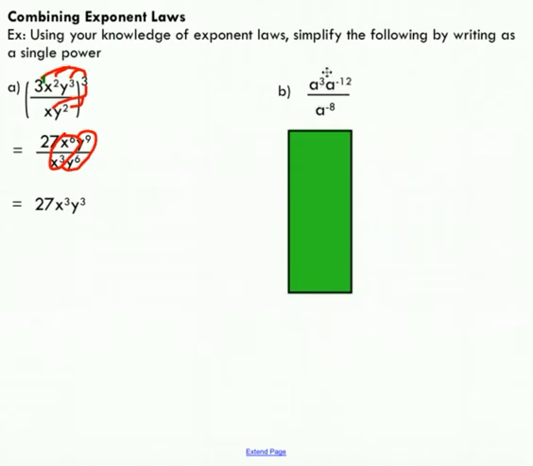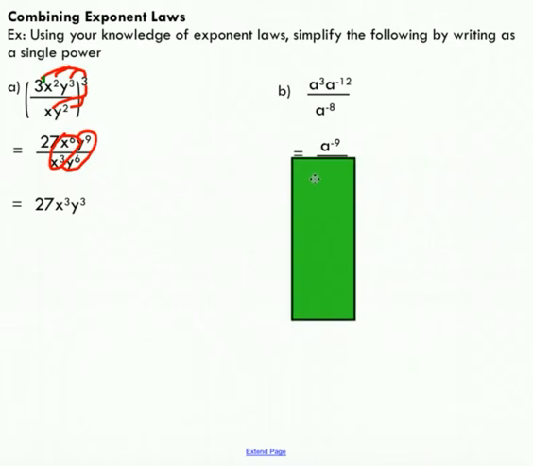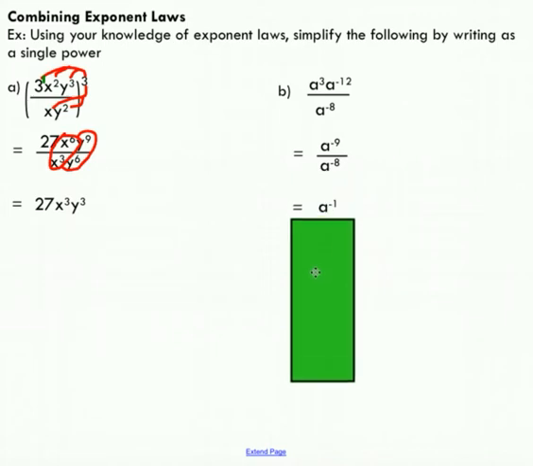So what I'll do is look at the top first and say, well, look at this. I've got a multiplication of powers, which tells me to add my exponents. I'm going to keep the bottom the same. And now I've got a division of powers, which tells me I can subtract my exponents. So if I take -9 and subtract -8, I end up with -1 as my exponent.